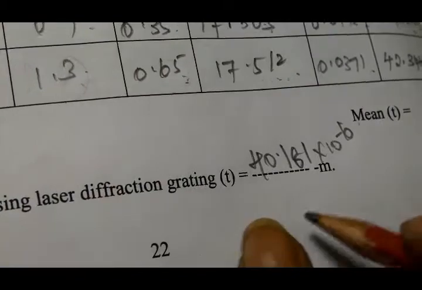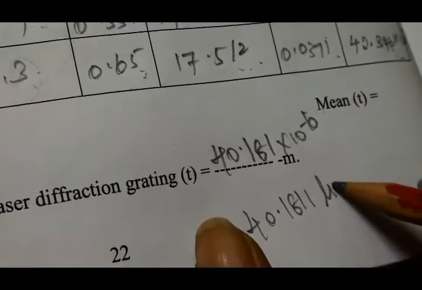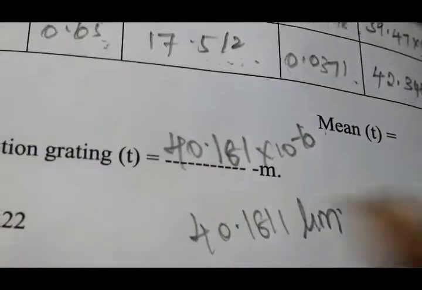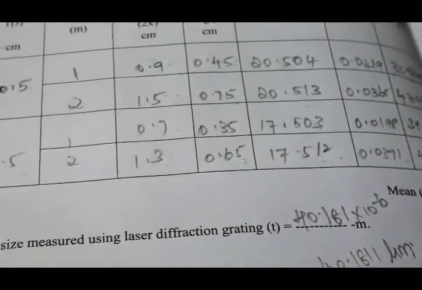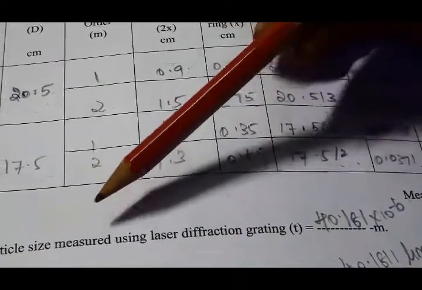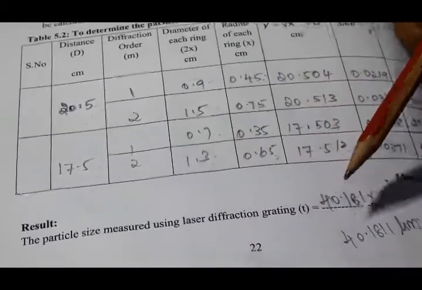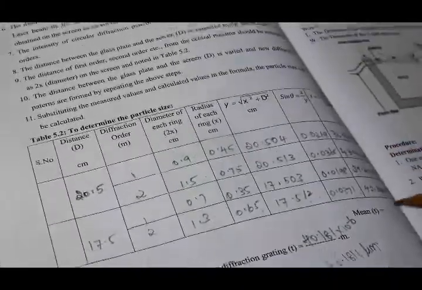Either you can express it in meter or 40.181 micrometer. So that is how you can get the particle size using laser diffraction grating. The result is that the particle size measured using laser diffraction grating is found to be 40.181 micrometer.